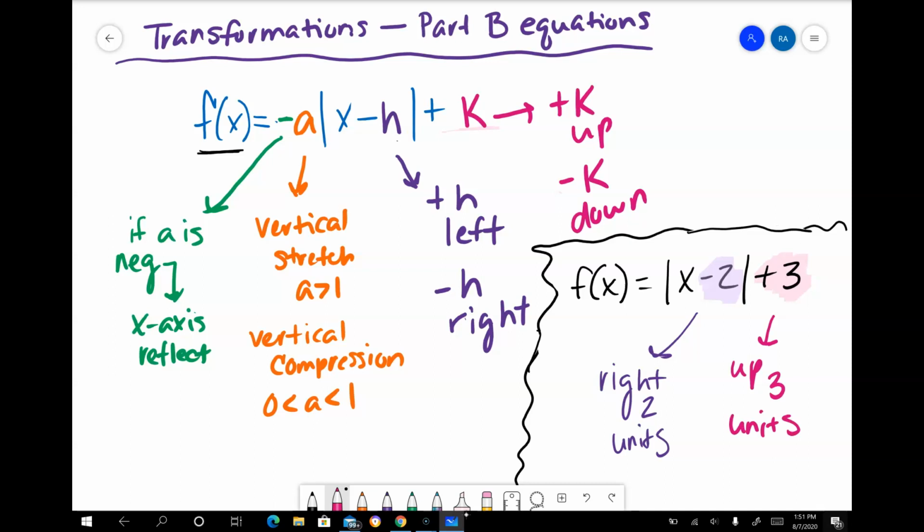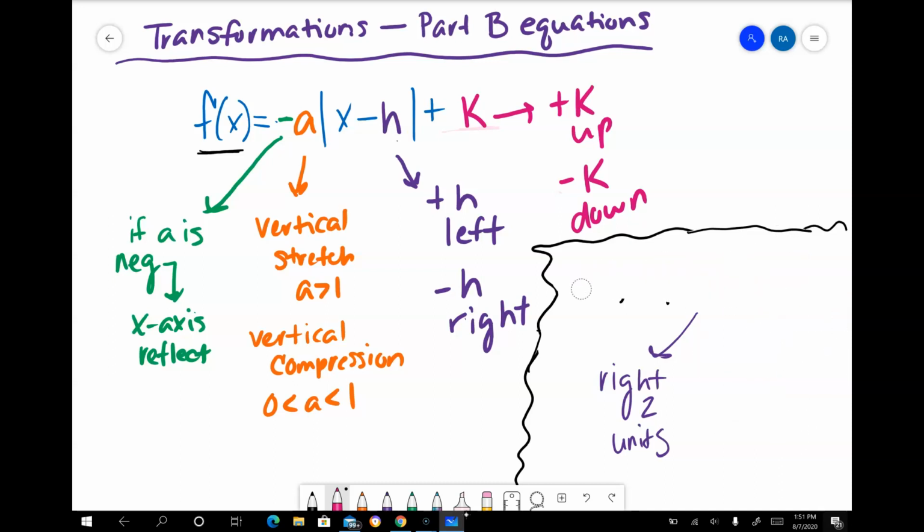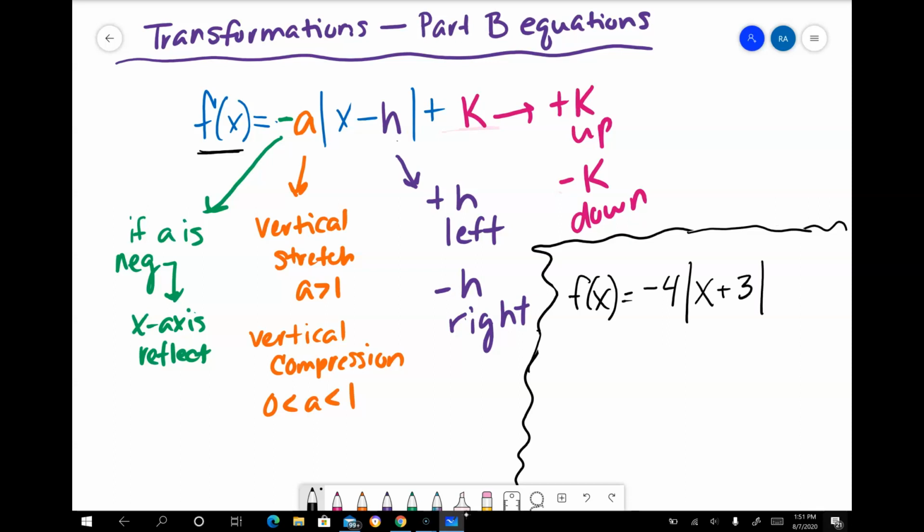Okay. All right. So the last one we're going to do, I definitely would like you to try this last one. Okay. It's going to be a summary problem. And if you get this last one right on your own, then I think you are ready to roll. Okay, here we go. F of x is equal to negative 4, absolute value of x plus 3, and then minus 6. Okay? All right, so pause the video. I would like everybody to pause the video and see what you can do.